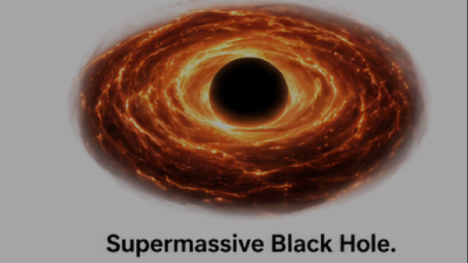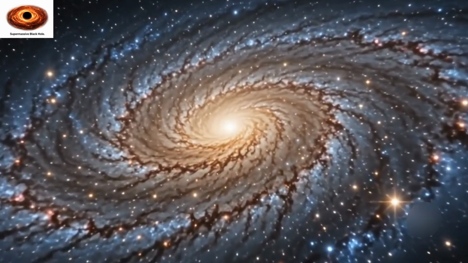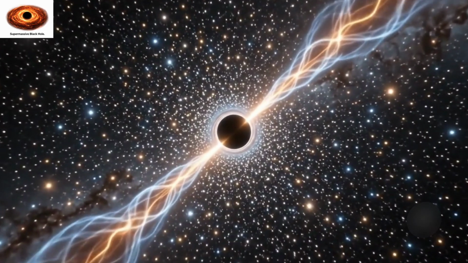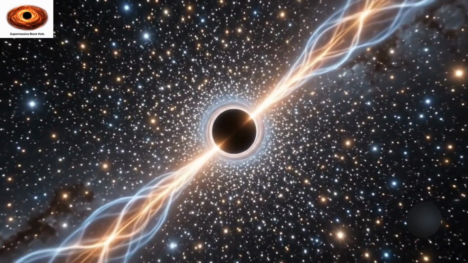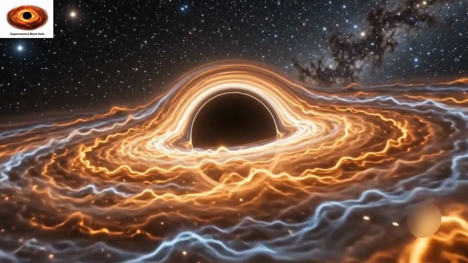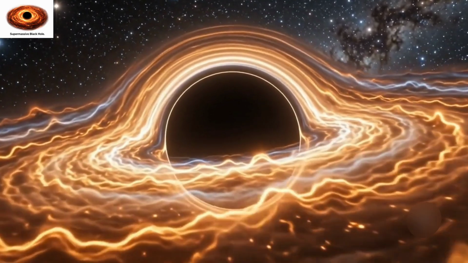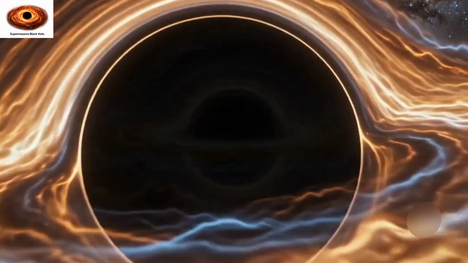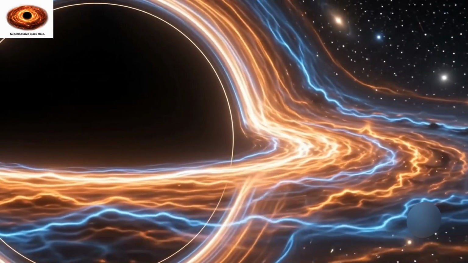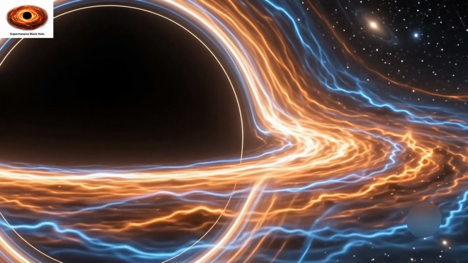Supermassive black hole. A supermassive black hole is the largest common type of black hole known. It can contain millions or even billions of times the Sun's mass. Almost every large galaxy appears to have one at its center. The supermassive black hole at the center of the Milky Way is called Sagittarius A*, and its gravity helps shape the movement of stars near the galactic core.